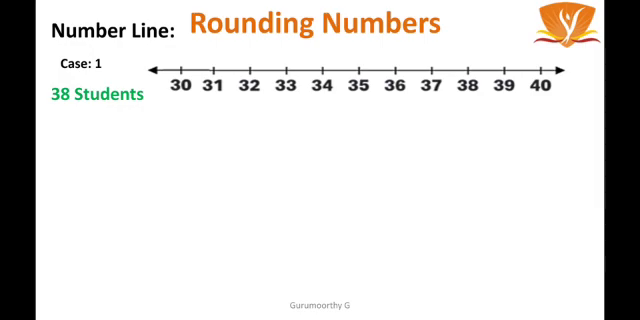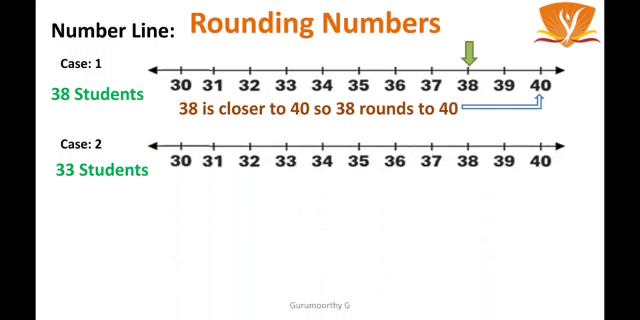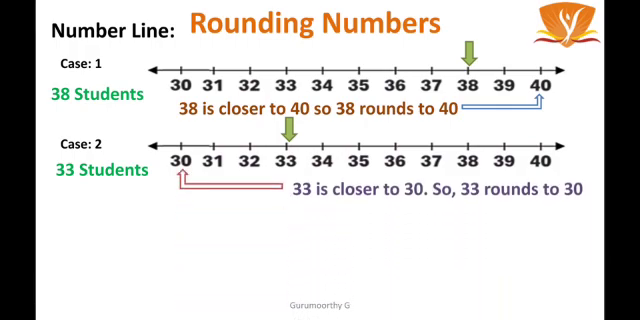See, this is 38. It is between 30 and 40. If you see closely, 38 is closer to 40 as compared to 30. So, we rounded up 38 to 40. If 33 students were there in our class, again use the number line. See, this is 33. It is between 30 and 40. If you see closely, 33 is closer to 30 as compared to 40. So we rounded down 33 to 30.